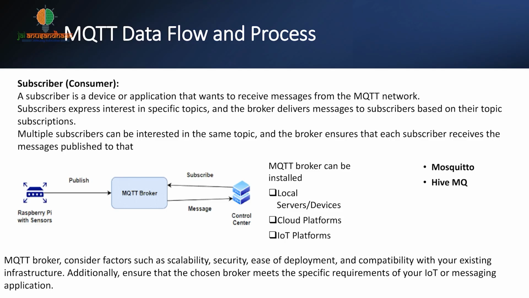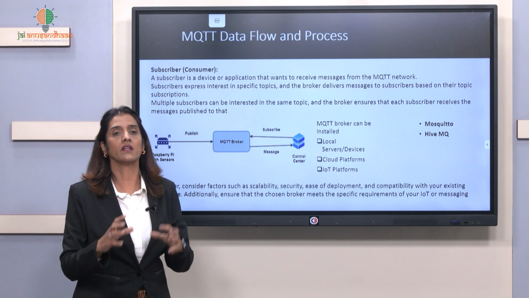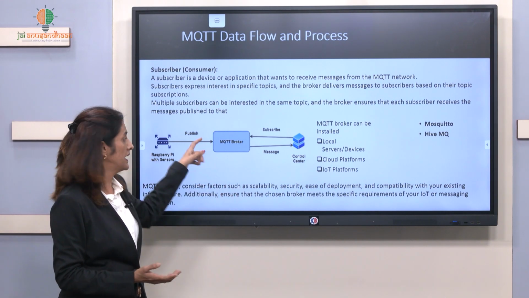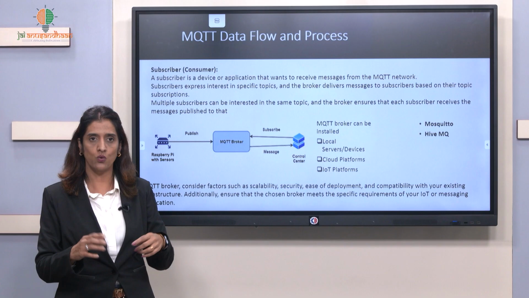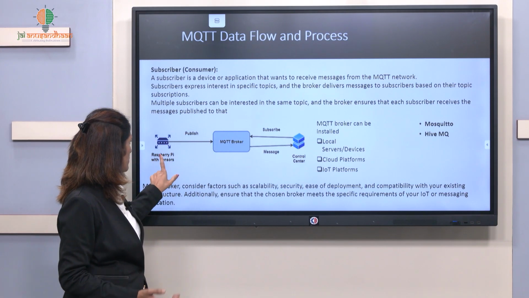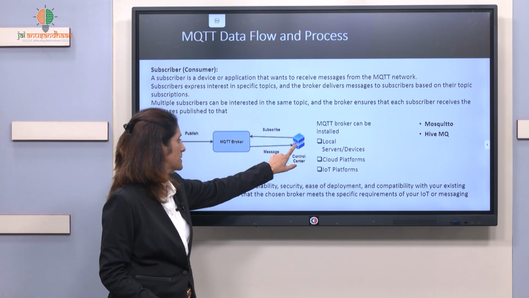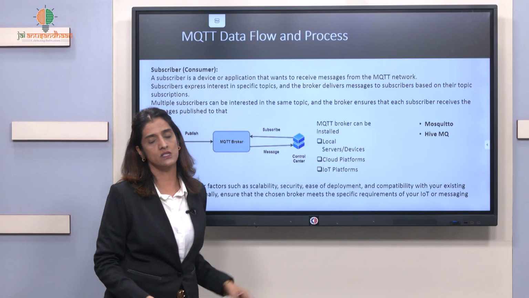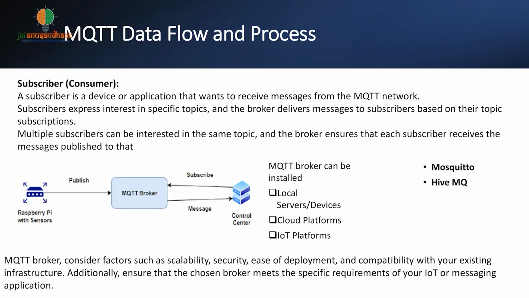This I have already explained. For example, a Raspberry Pi connected with a sensor becomes your publisher, since it has data to publish or to give to some subscriber. Then the MQTT broker is the mediator between the publisher and the subscriber. And this is your control center or data center, which has its own server or PC or any mobile application. So this becomes your subscriber.